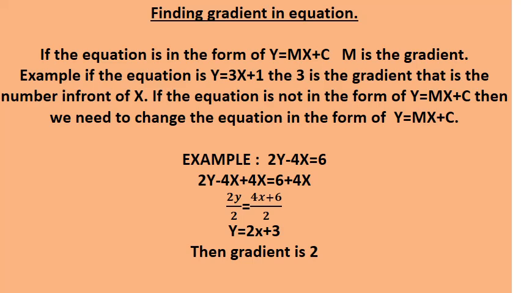Then we divide by 2 on both sides. Then 2 and 2 will cancel. Then on the left, y will remain. Then on the right, 4x divided by 2 becomes 2x, and 6 divided by 2 becomes 3. So the equation would be y equals 2x plus 3.